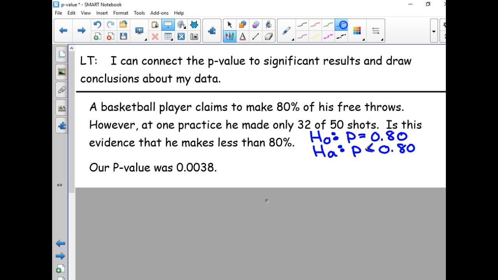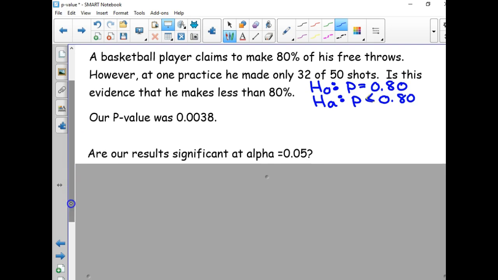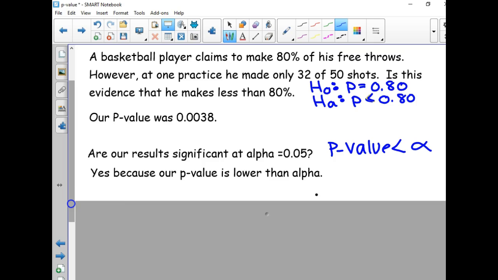And to find out if our results are significant, we have to examine it compared to alpha. Now, if I don't give you an alpha, you always assume it's 0.05. We've been talking about our 5% cutoff all year. And I usually will give you an alpha like I do here. So are our results significant at alpha equals 0.05? That means, is our p-value less than alpha? And what we say then is we say yes, because our p-value is lower than alpha or less than alpha.